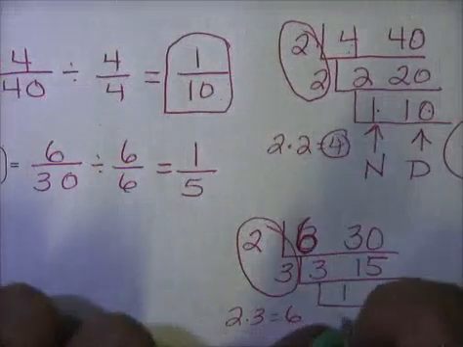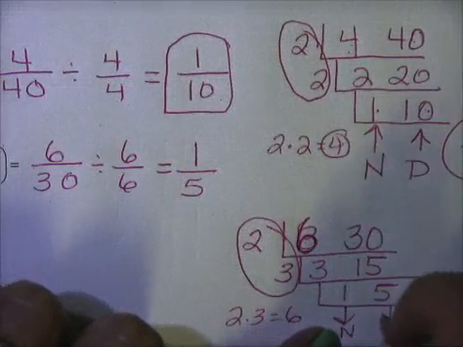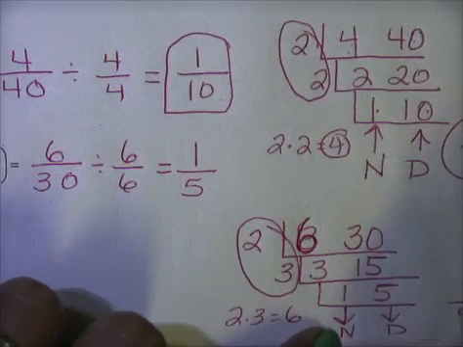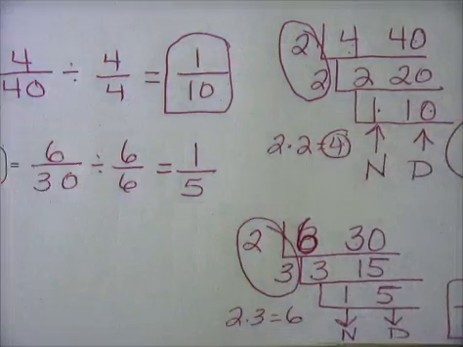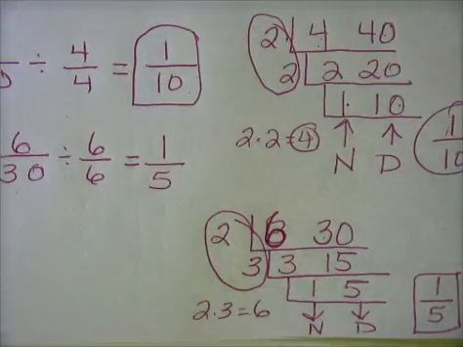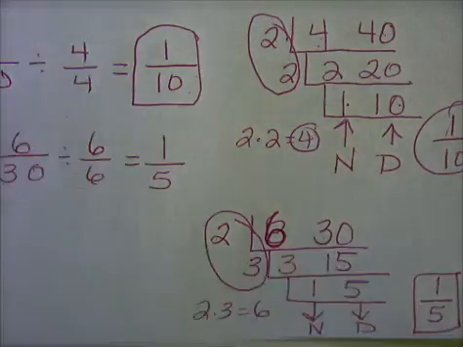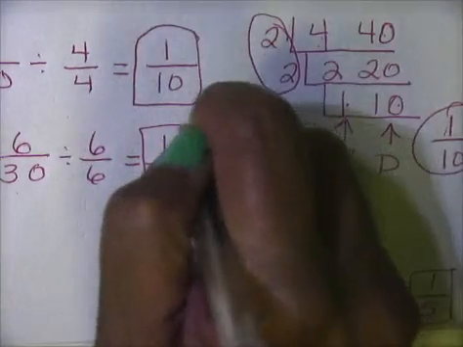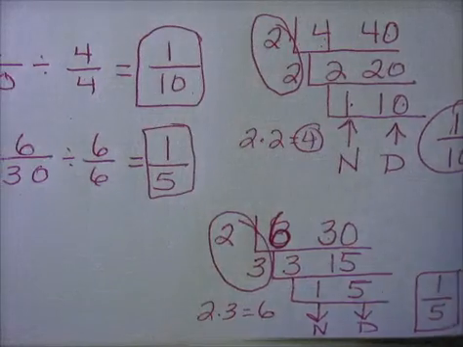Or take a look at what we've got. Here's your numerator, here's your denominator, 1 over 5. It doesn't matter which way you do it, but you should be able to simplify that fraction one of those ways. So let's go ahead and turn the page.